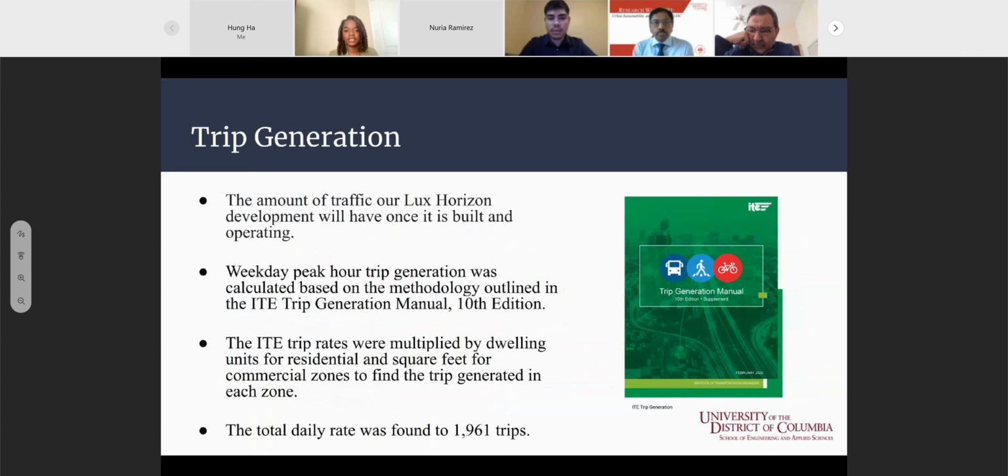Trip generation is the amount of traffic that our development will have after it is built. To find it, we follow the ITE Trip Generation Manual, 10th edition. The trips were calculated by multiplying the trip rate by the dwelling units for residential and by square feet for commercial areas. And the total daily rate was found to be 1,961 trips.